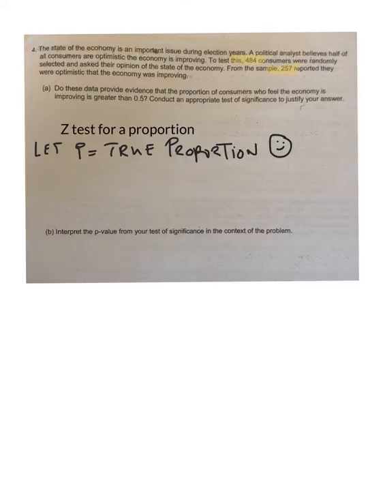Let's write that down. So now we have to establish our parameter. So we're going to say P is equal to the true proportion of people in the population that feel that the economy is getting better. So I'm just going to do it this way. Let P equal the true proportion of people that are optimistic about the economy. Okay, we could state the problem. We want to find out, does the population have a good, optimistic view of the economy? That's what we're trying to figure out. We're doing a z-test for proportion. So we're going to establish our parameter. Let P equal the true proportion of people that feel good about the economy.